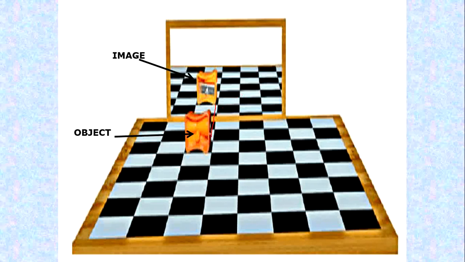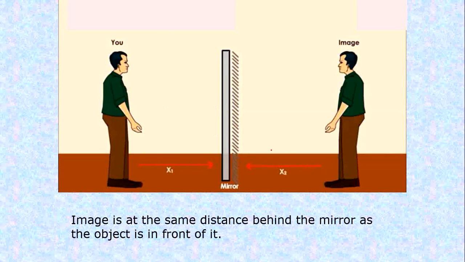Third is that the distance of the object from the mirror is equal to the distance of the image from the mirror. Here it will be clear. This is the mirror. The distance between this person, the object, and the mirror is the object distance, and the distance of the image of this person from the mirror is known as the image distance. This object distance is always equal to the image distance. This is the third characteristic.